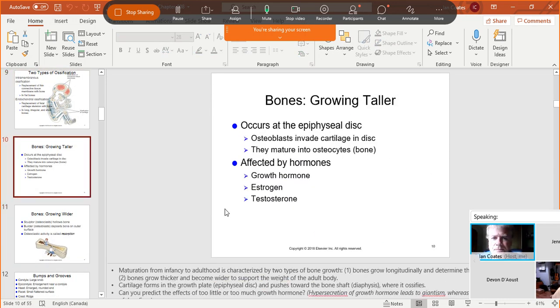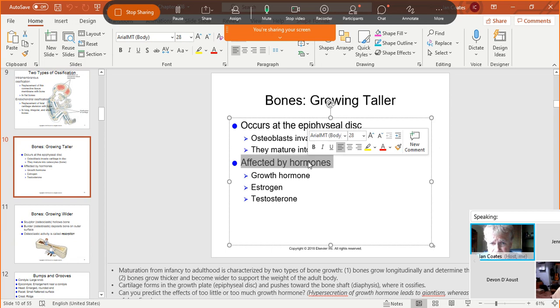Where are we here? Of course, growing there is affected by hormones. We're just probably going to stay away from hormones until we get there. But there is growth hormone, estrogen, testosterone. All of these hormones there can hugely augment development. Okay? A lack of one, too much of the other.